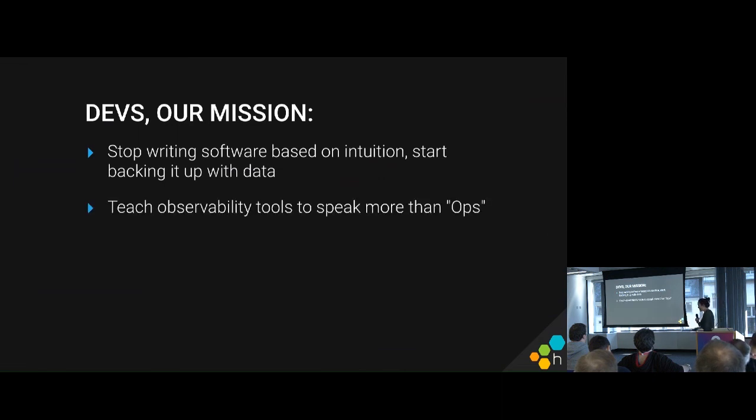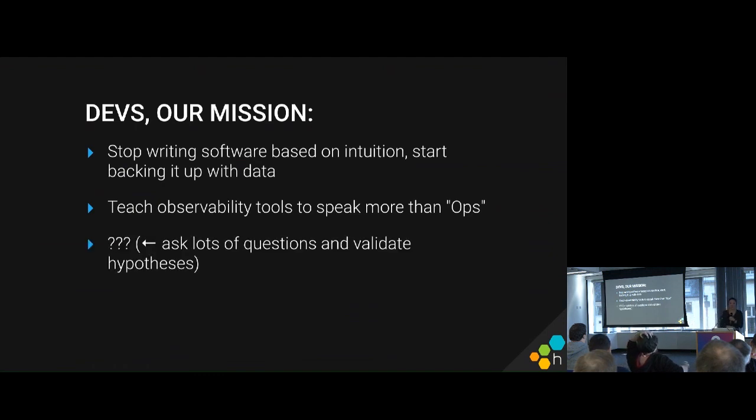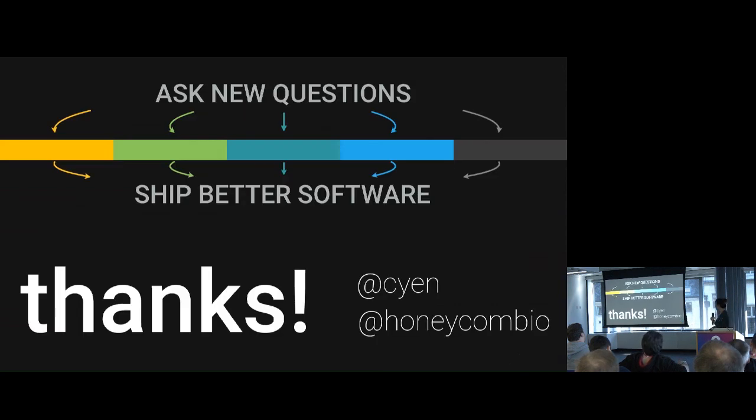Because software engineers, software developers have the most to gain from observability. By teaching our tools to speak our language rather than just ops language, we can reap all the benefits. Because observability should be a core part of how we build software, who we're building it for. And we have the ability to use data to ship better software, make the experience better for all of our users. Thank you.